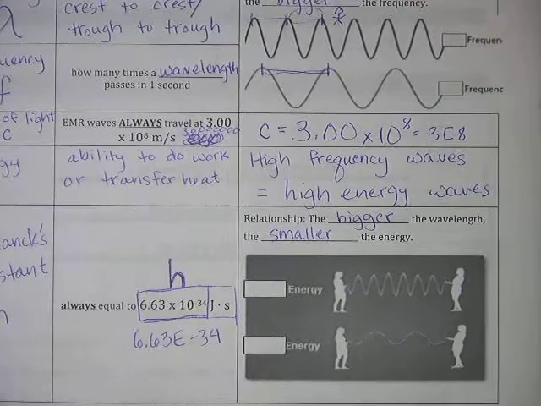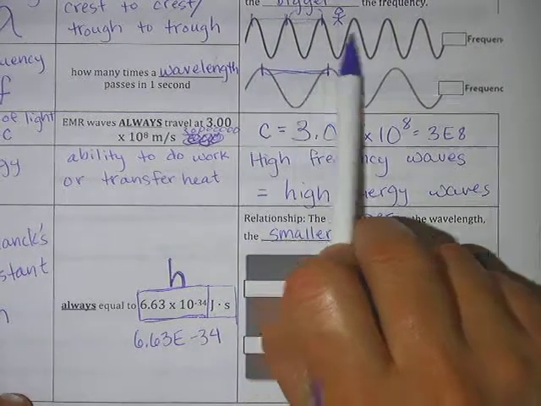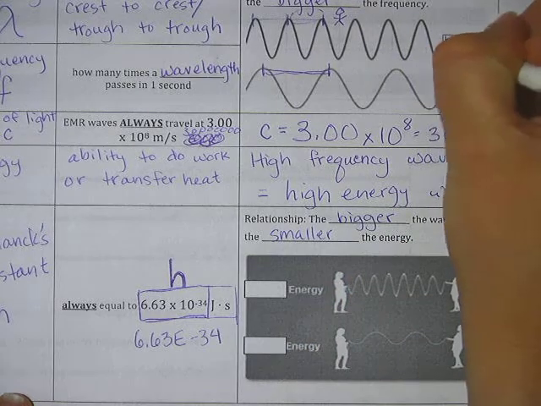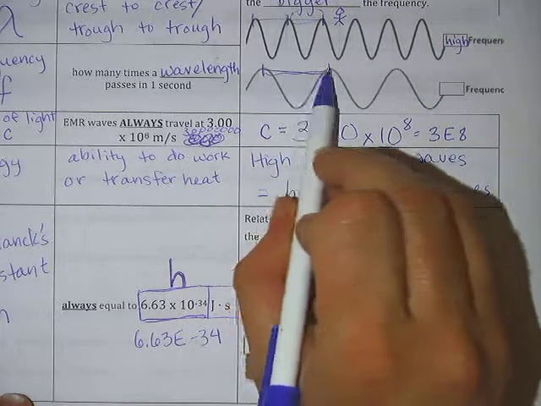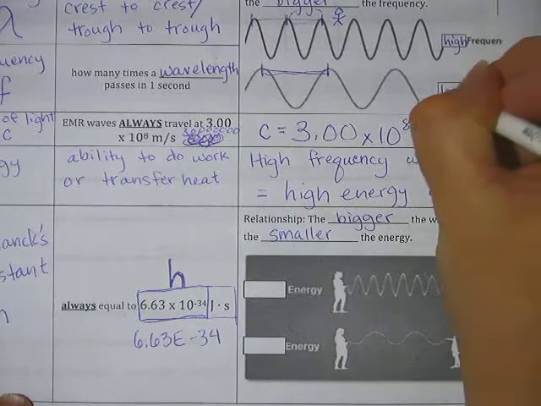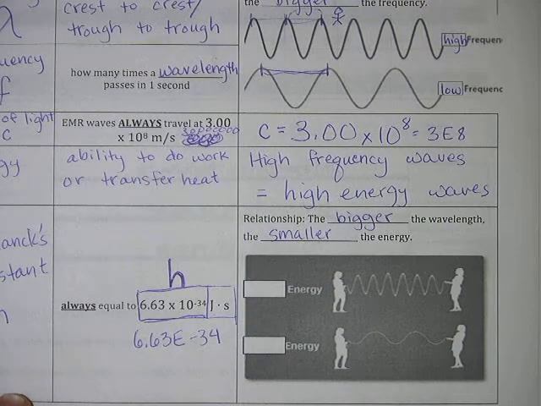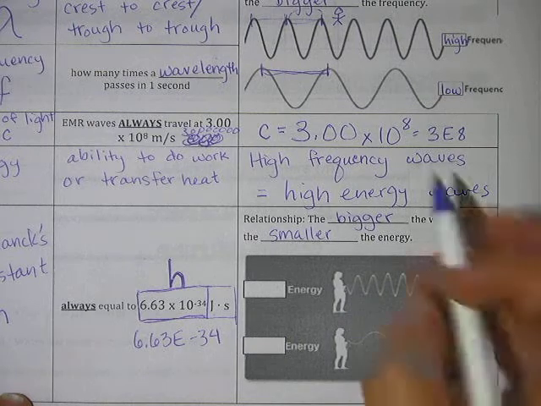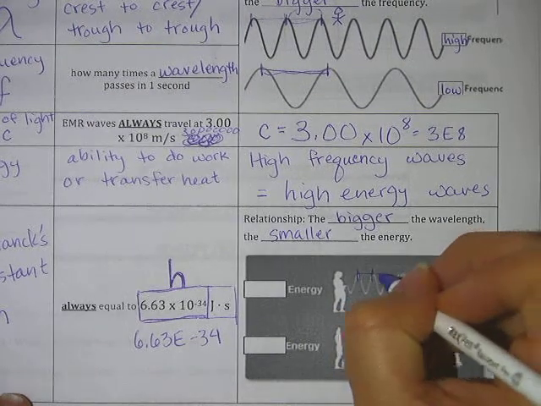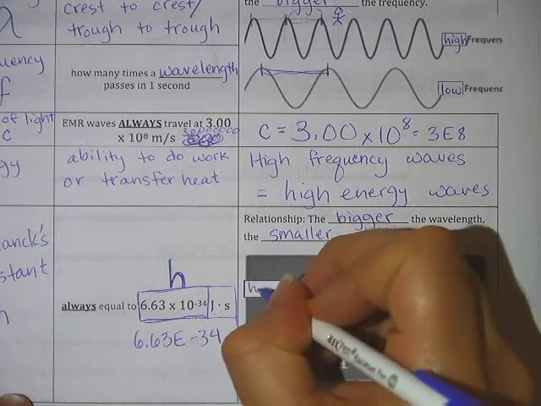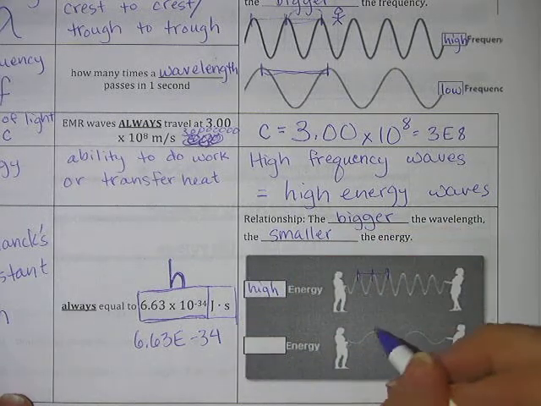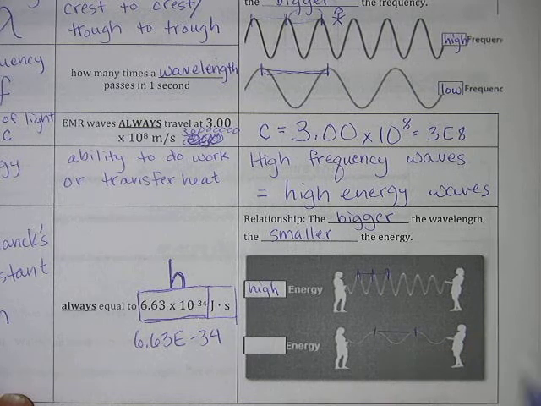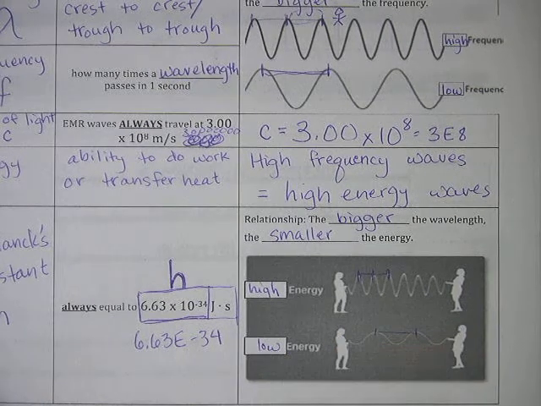So looking back at these pictures, we can label a few things. This one with the small wavelength has a high frequency. This one with the long wavelength, the big wavelength, is going to have a low frequency. And similarly, this one with the short wavelength is going to have a high energy, and this one with the long, big wavelength is going to have a low energy. So wavelength is going to go opposite of both frequency and energy. And when you're done writing that, you can turn your page.